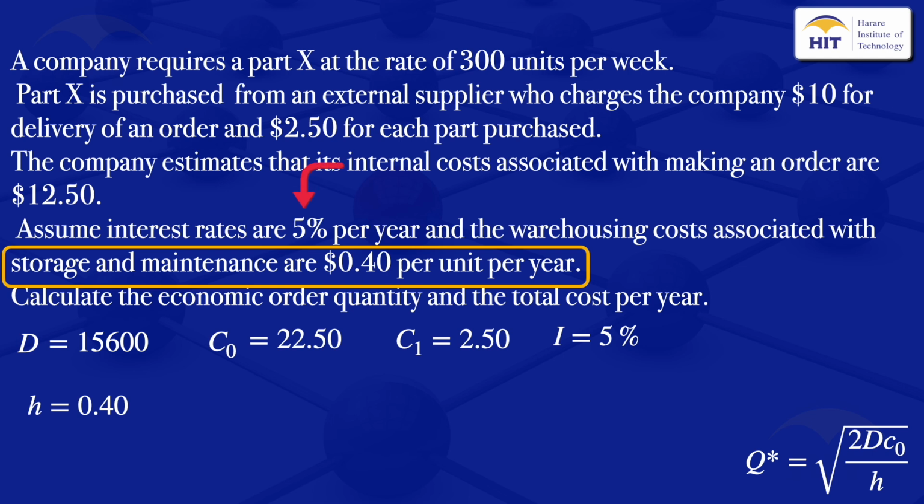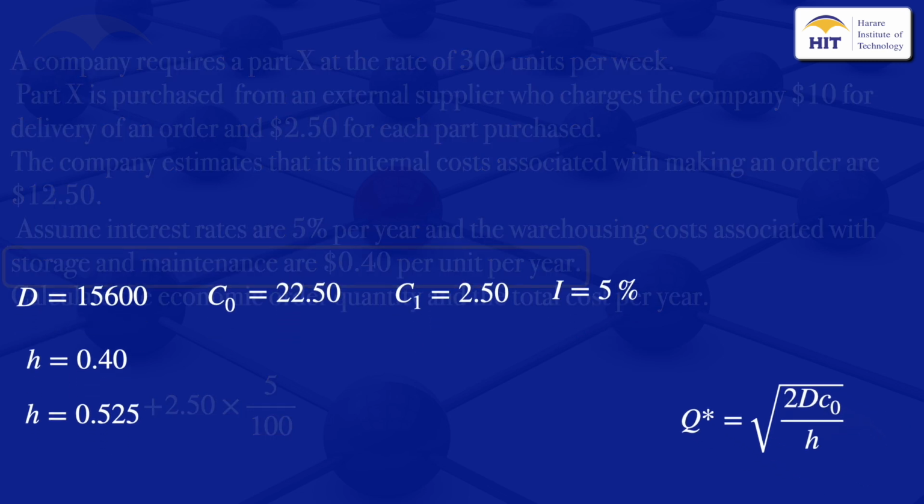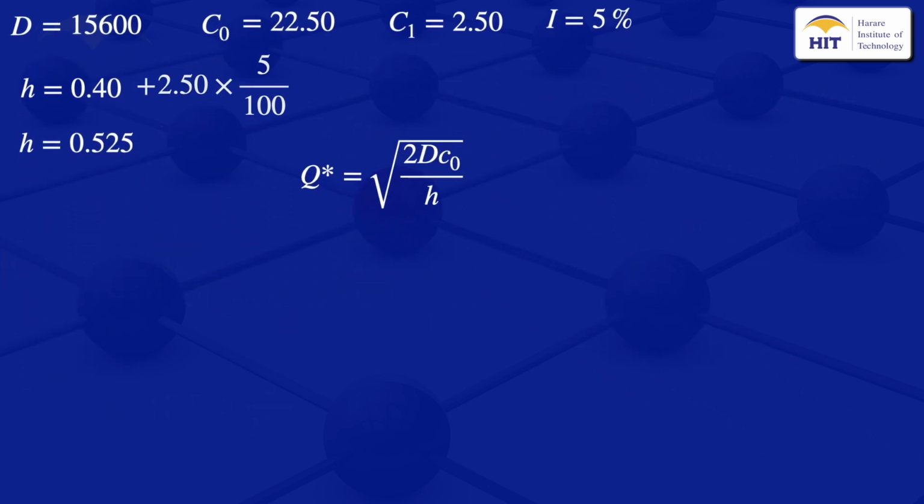But this interest rate will add to the holding costs. And the holding costs will be multiplying the interest rate by the purchasing cost, the $2.50. So what we'll do is we'll add plus 2.50 multiplied by the 5%. And our holding cost will be 0.525. So we now have those values there.